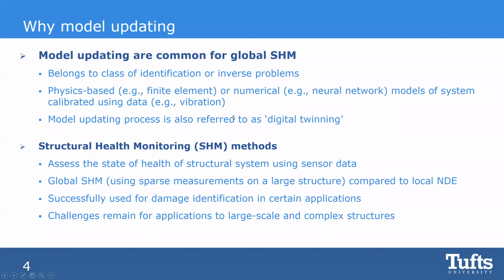And what is the SHM that I said? This is a part of that, which basically assesses the state of performance or health of a structural system. Global SHM is when you have sparse measurements on a large structure and you don't have prior information about the location of potential damage. This is in contrast with local methods, which can more accurately localize and detect damage or performance issues, but you need to have good prior knowledge about their location. So these SHM methods have been successful in certain applications, but there is still a way to go.